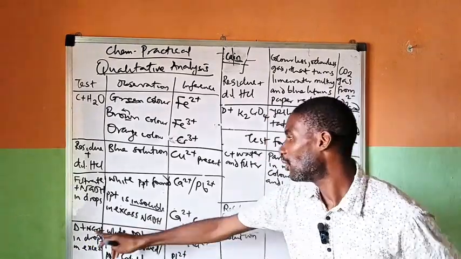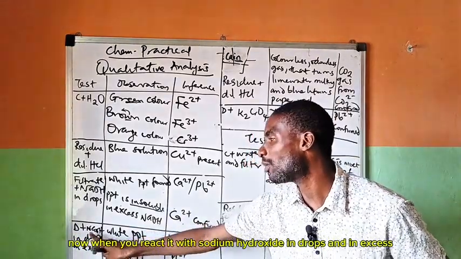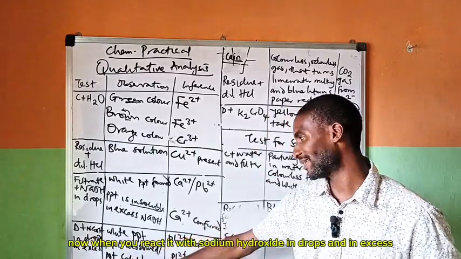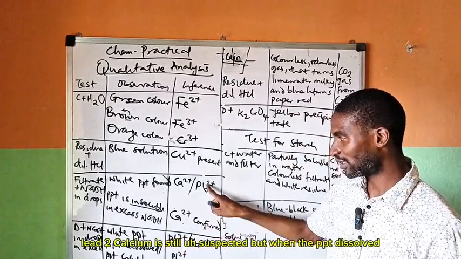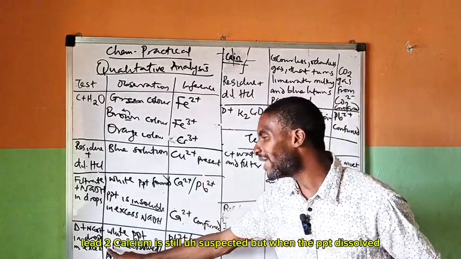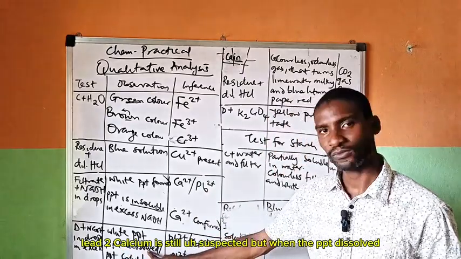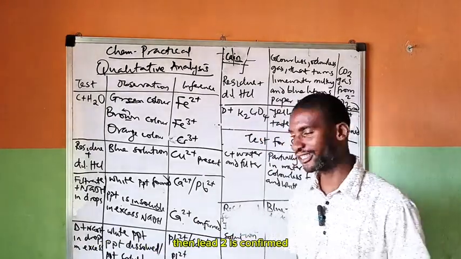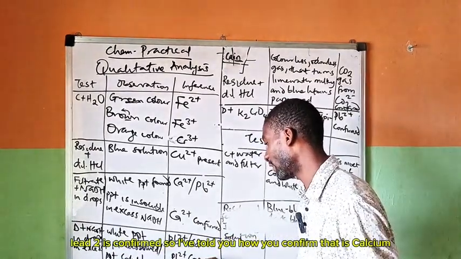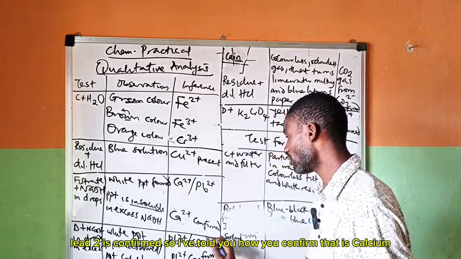Now, when you react it with sodium hydroxide in drops and in excess, if a white precipitate is found, yes, Pb2+ or calcium is still suspected. But when the precipitate completely dissolves, is soluble, then Pb2+ is confirmed. So I've told you how you confirm that it's calcium.